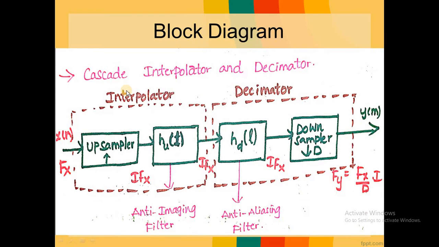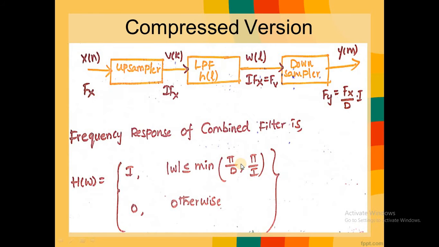it is the actual block diagram. This actual block diagram will consist of two filters. One is the anti-imaging filter and another one is the anti-aliasing filter. We are going to reduce this block diagram. This is the compressed version of the block diagram.